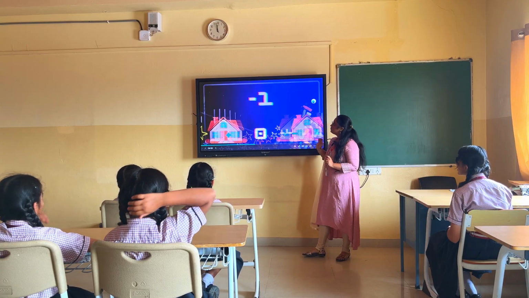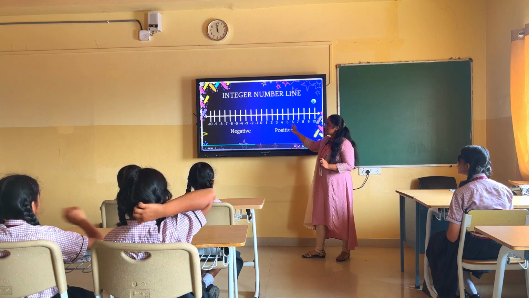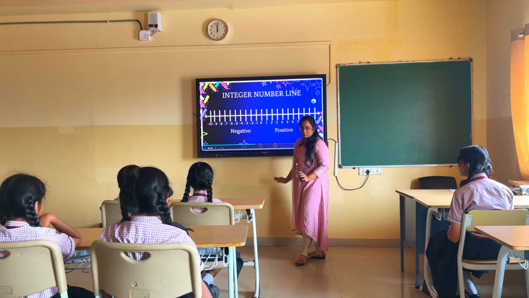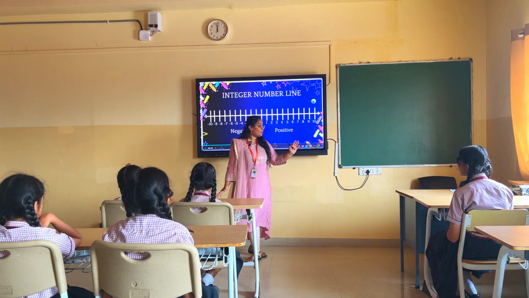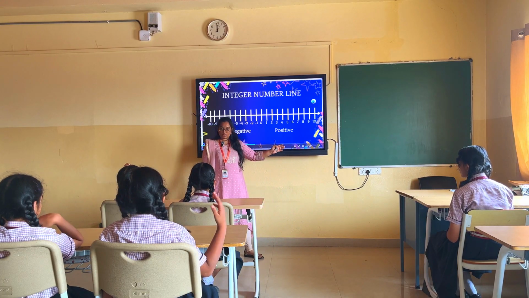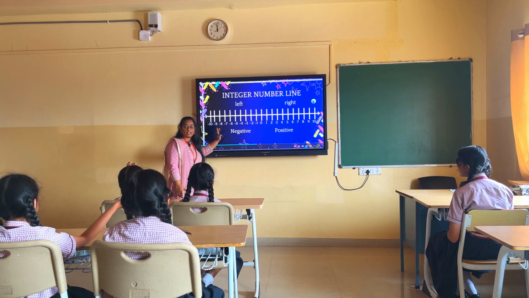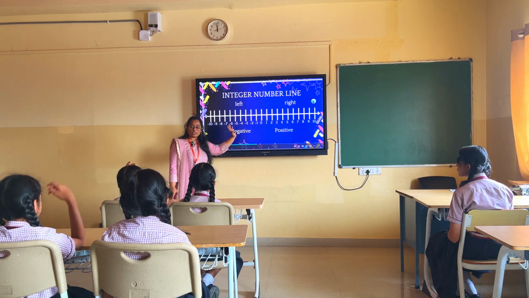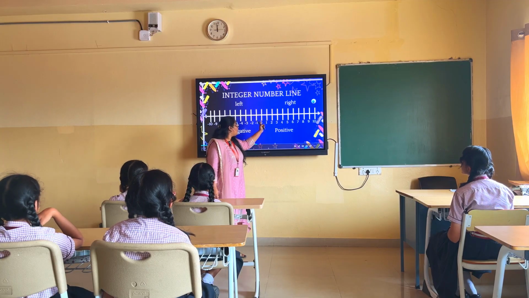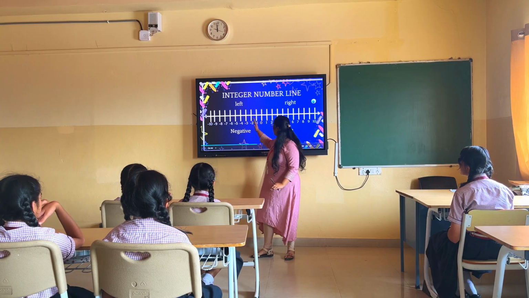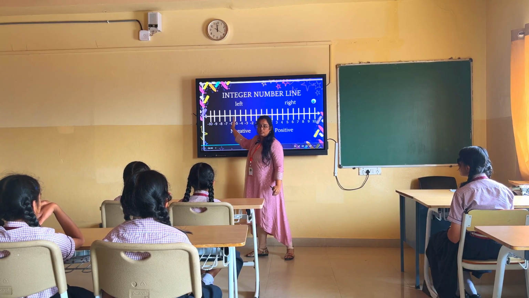Okay. So this is the number line that you use for integers. 0 will be in the middle, and positive will be on which side? Right side, and negative will be on the left side. This is how we are supposed to write it. And the 0, 1, 2, 3, 4 will go like that, and here it will go like minus 1, minus 2, minus 3, like this.